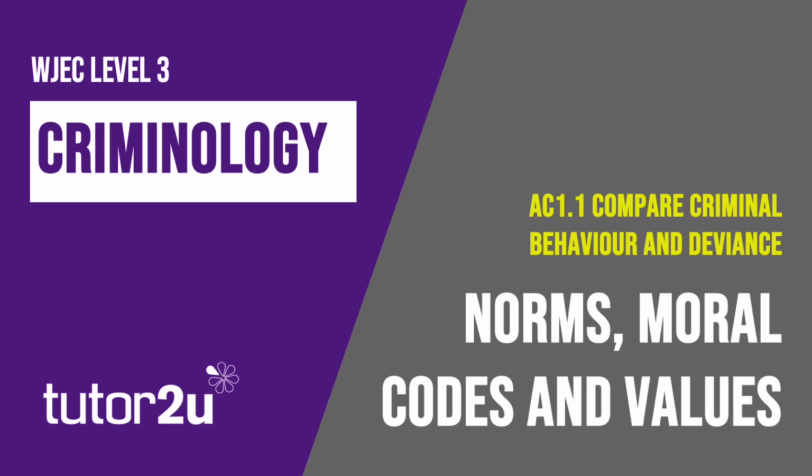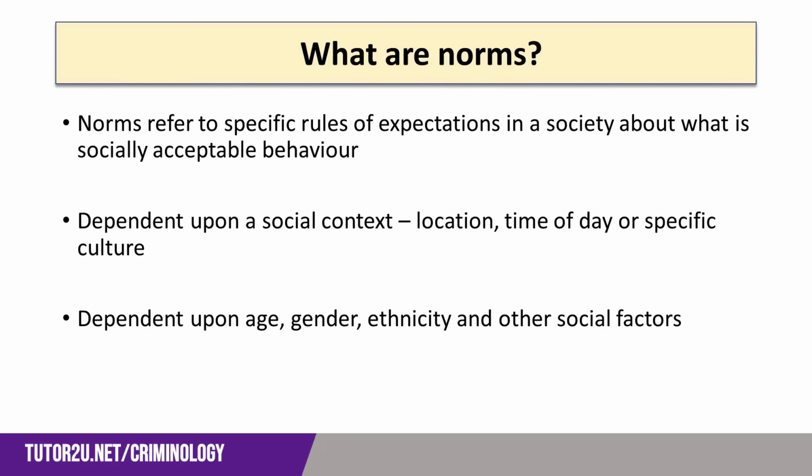In this video we're focusing on norms, moral codes and values as part of Unit 2 looking at criminological theories. For Assessment Criteria 1.1, students need to know what norms, moral codes and values are as part of explaining the difference between criminal and deviant behaviour. And in this video we're going to explain what these terms mean and how they differ.